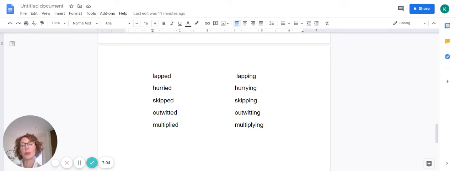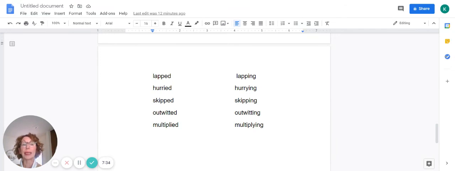Okay, next group of words, hurried, hurrying. Okay, you say them with me. Hurried, hurrying. Next word, skipped, skipping. You say them with me. Skipped, skipping. Okay, again, syllable break in the word skipping is in between the two consonants, the double consonant. And of course, we did apply the double the final consonant rule to the word when we added ed and ing.